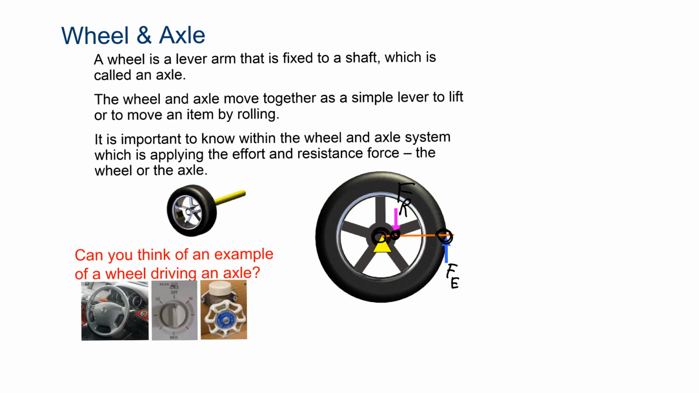What about an axle driving a wheel? Car. So the wheel on a car is an axle driving a wheel. So the axle turns, and that axle then turns the wheel. That kind of makes sense?